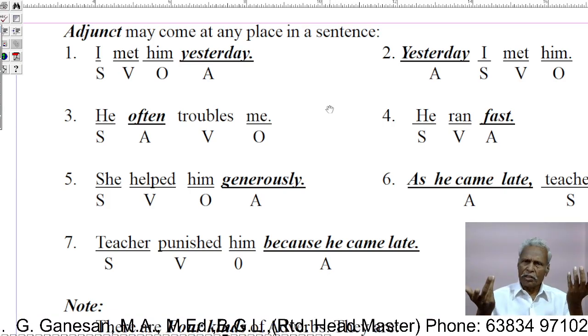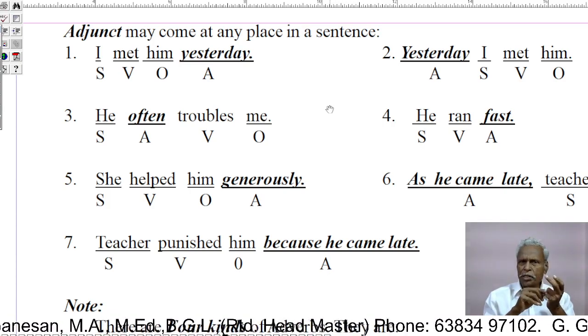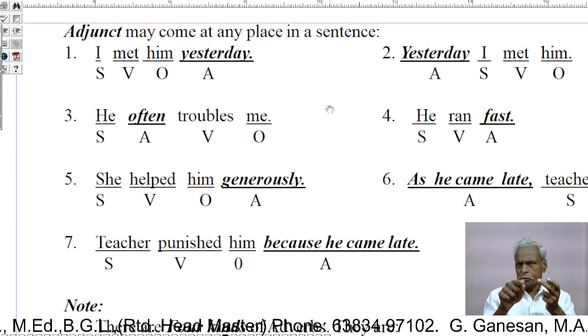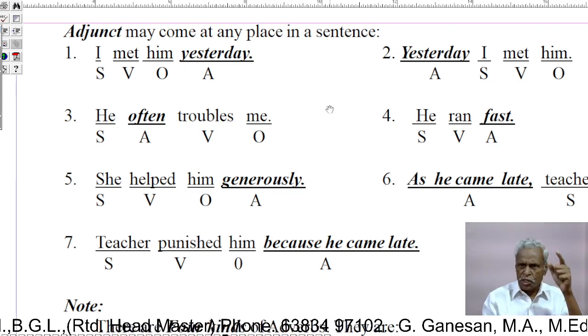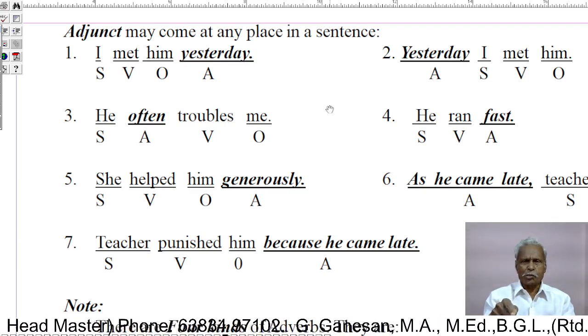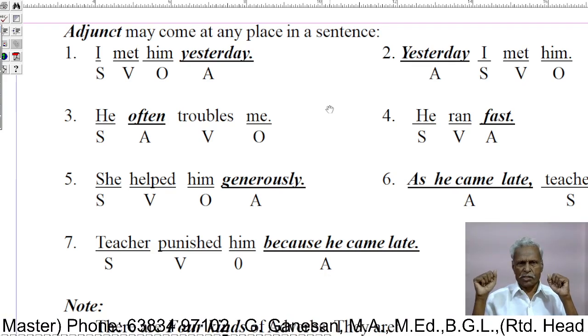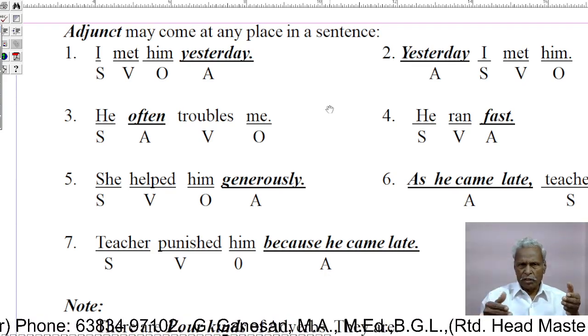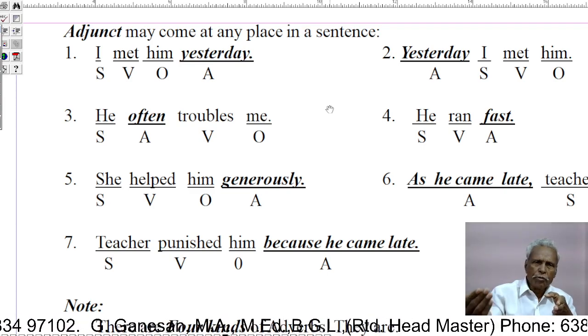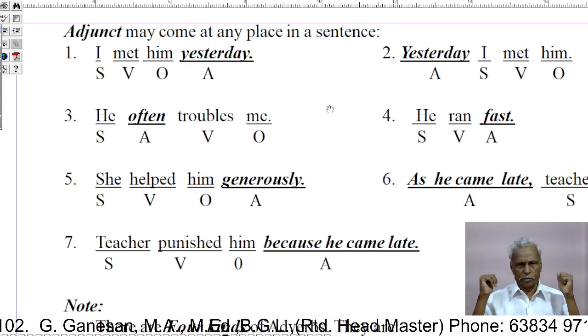So it can be placed at any sentence. This is the first sentence: I met him yesterday. The adverb has been placed at the end of the sentence. Yesterday I met him. In the second sentence, the same adverb has been placed at the beginning of the sentence. In sentence 3, he often troubles me. It has been placed before the verb.